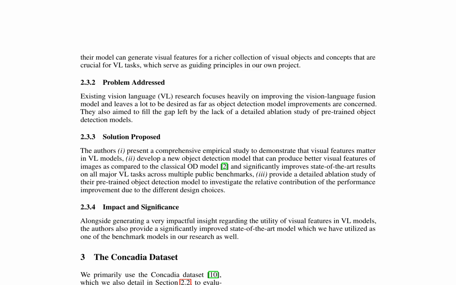The research paper emphasizes the significance of visual features in vision language tasks, particularly focusing on object detection models. A comprehensive empirical study is presented, demonstrating the utility of visual features in VL models and introducing a novel object detection model that significantly improves state-of-the-art results on major VL tasks. The authors also provide a detailed ablation study of their pre-trained object detection model.